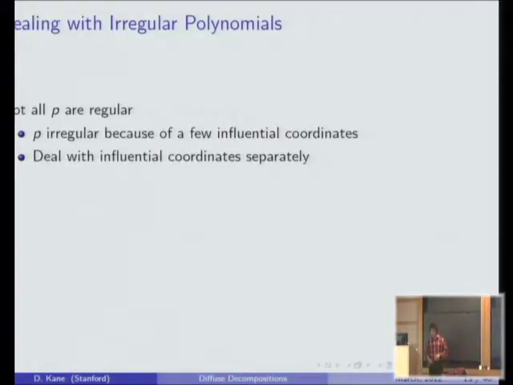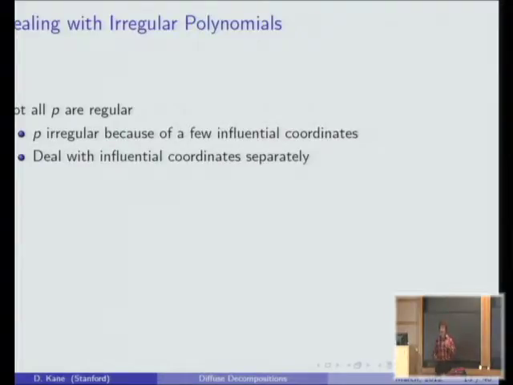Now, on the other hand, one suspects that if you've got an irregular polynomial, it's not for some really deep reason. If a polynomial isn't irregular, it's because you have some very influential coordinate. And in fact, because the sum of the influences is on the order of the variance, you can't have too many influential coordinates. You have some small number of highly influential coordinates.